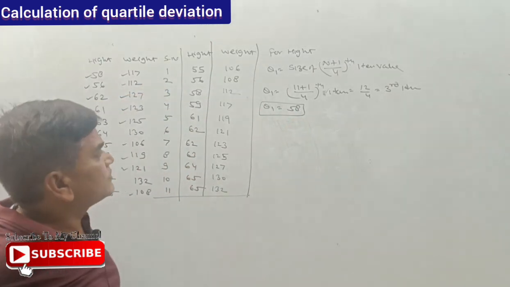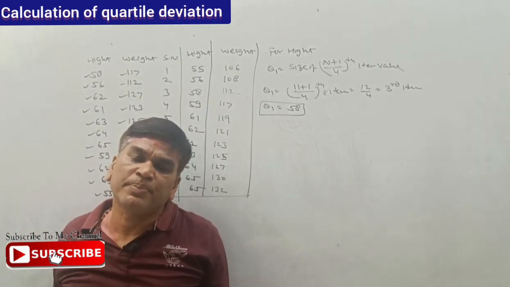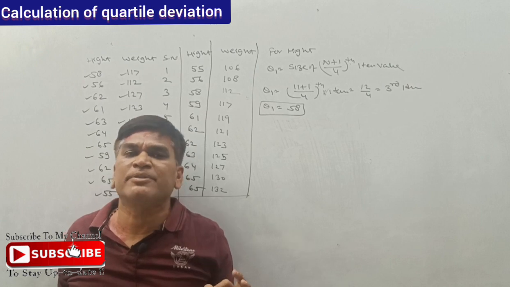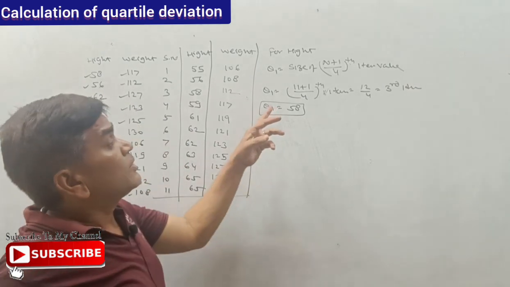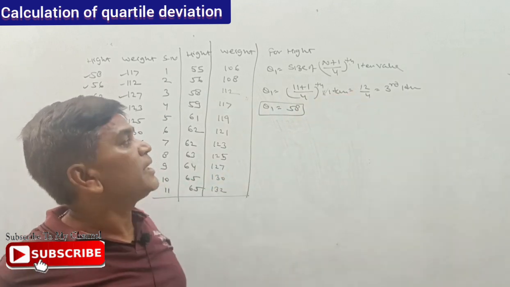It's very easy. What we will do? The very first, we will calculate Q1. Q1 is equal to the (n plus 1) divided by 4th item. So that is (12 plus 1) divided by 4, that is 13 upon 4, that is 3.